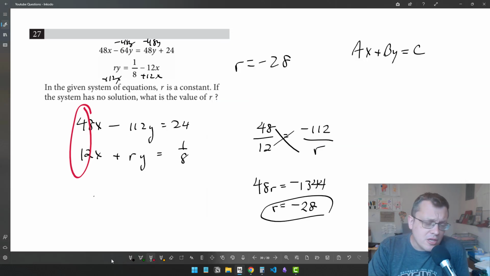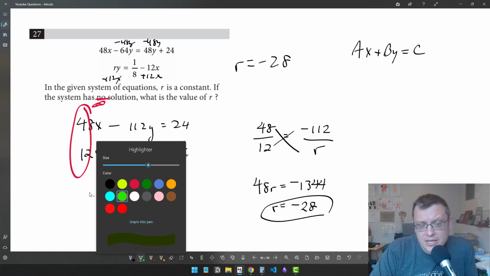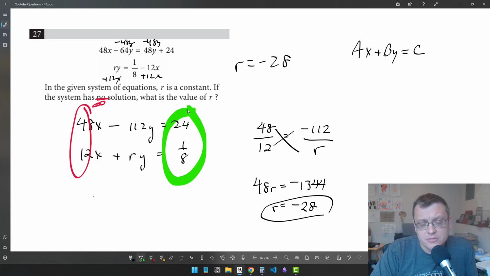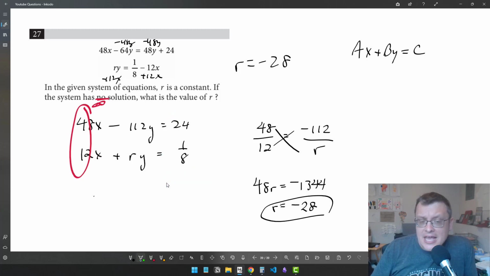As a side note, you may also be asking, well, what would happen here if this said infinite solutions? How would that change our approach? For this particular problem, it wouldn't. We would still set 48 over 12 equal to negative 112 over r. The difference between no solutions and infinite solutions has to do with these values here. Let's go ahead and set up our proportion here. So 48 over 12 equals negative 112 over negative 28. We just found that.